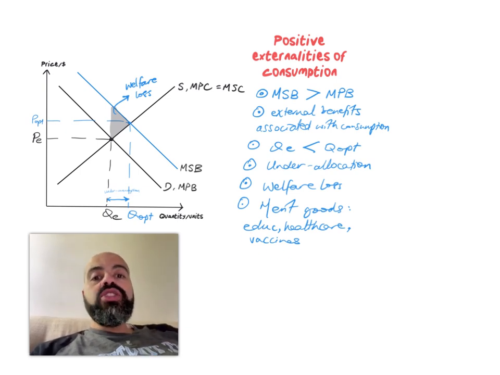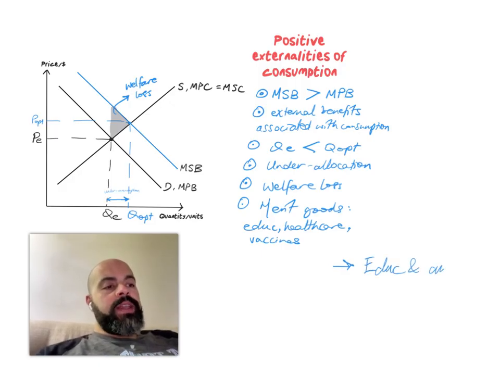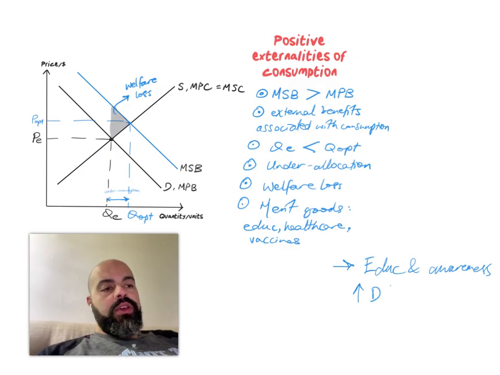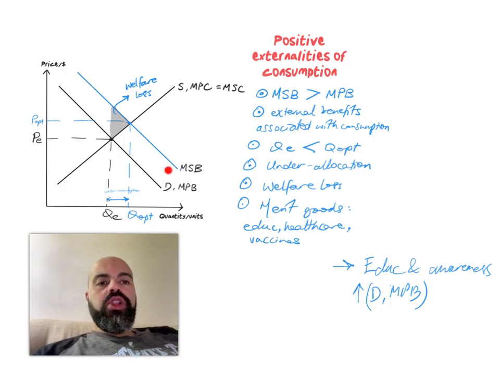Now, what can the government do to correct this? First of all, the government can use education and awareness campaigns. Education and awareness campaigns will basically increase demand, which is the MPB. This will shift the MPB curve closer to the MSB by increasing demand for that product using marketing, educational and awareness campaigns.